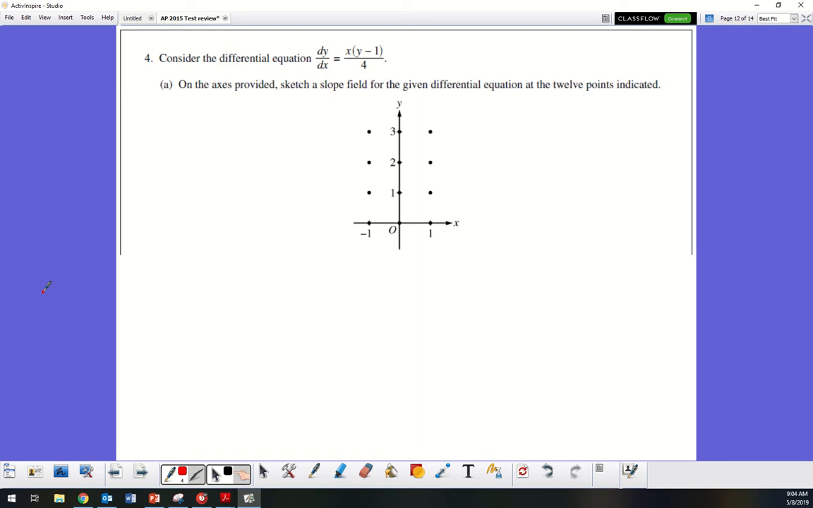Alright, so first thing, let's talk about it. It says, as provided, sketch a slope field for the given differential equation at the 12 points indicated. Now, what is this point right here? 0, 0. So plug in 0 for x and plug in 0 for y.